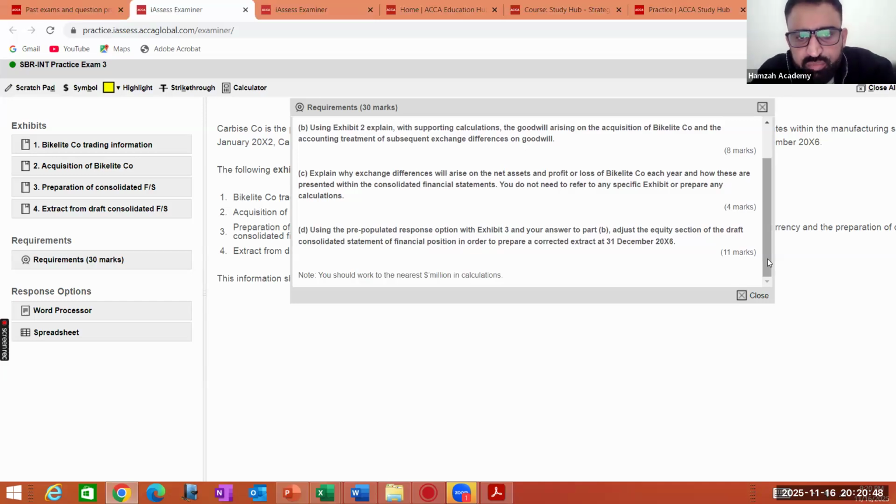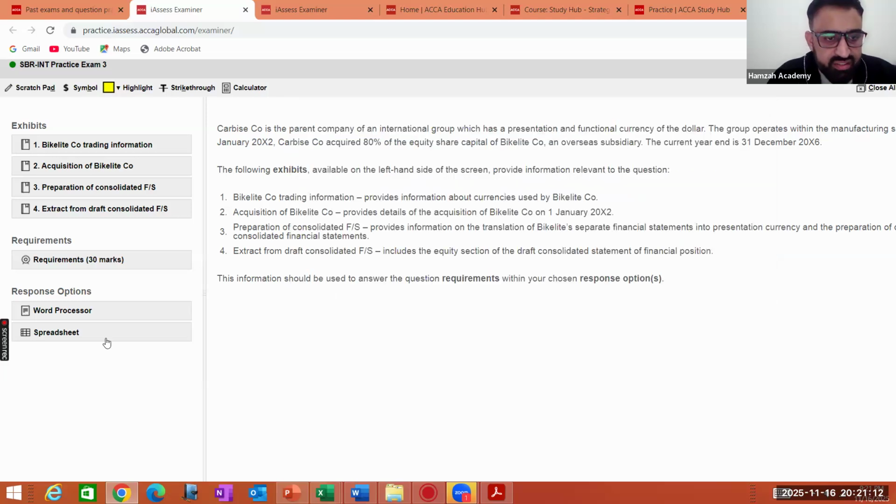Now, using the pre-populated response option with exhibit 3 and your answer to part B, adjust the equity section of the draft consolidated financial position in order to prepare the correct extract at 31st December X6.